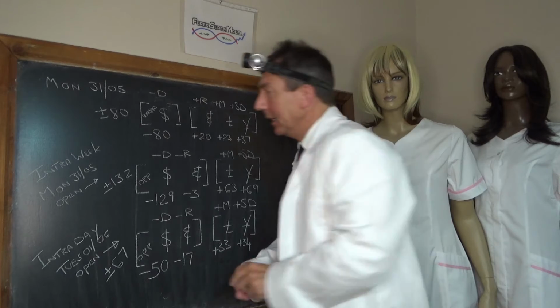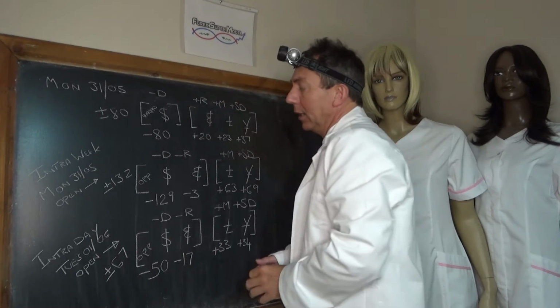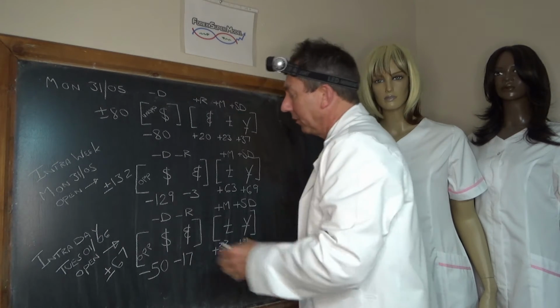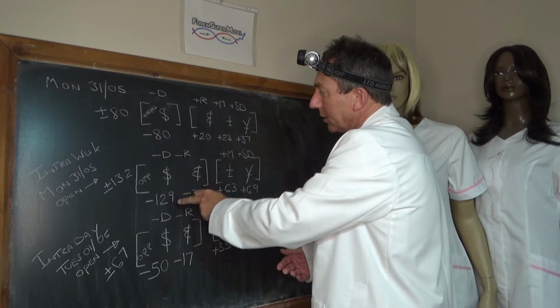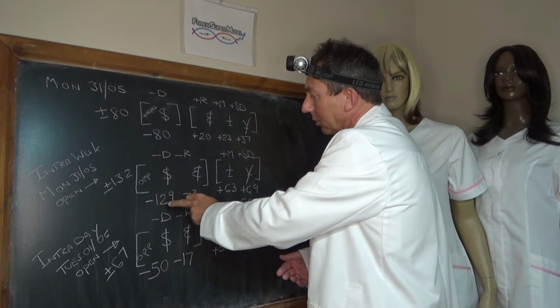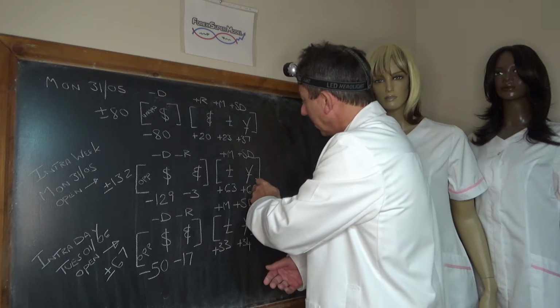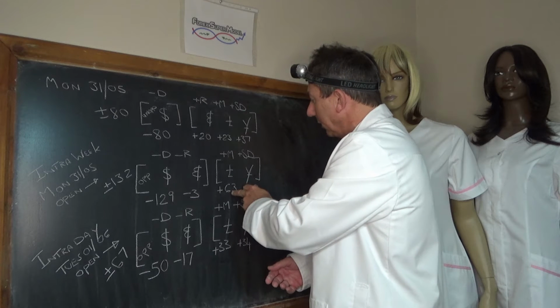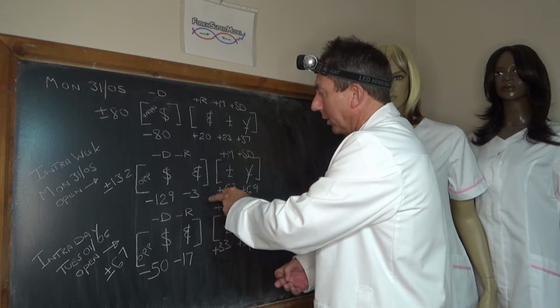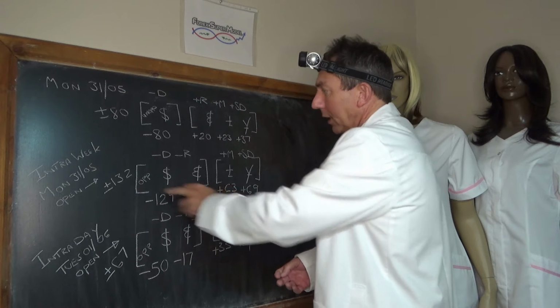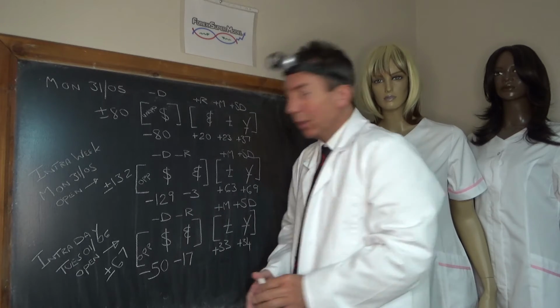Intra-week then, this is from Monday open to about 15 minutes ago, we've got a negative opposed driver in the dollar at minus 129, front and back door flows mainly going into the yen at plus 69, into the pound at plus 63, and the euro is the negative rock at minus 3, activity plus or minus 132.